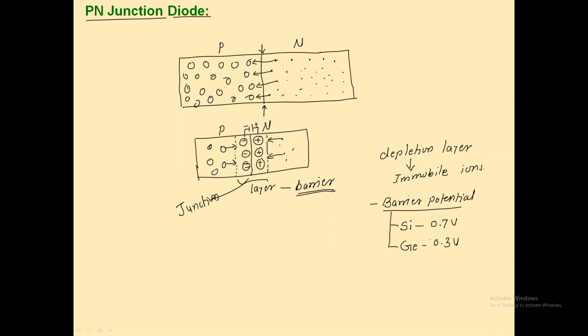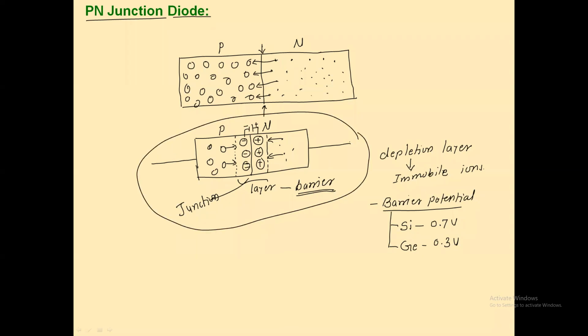That's why I say that the approximation is there. Once this layer is formed, the further movement of holes and electrons will be stopped. And now, at the end, when we join the two electrodes, one electrode to the p region and another electrode to the n region, this entire structure is called a p-n junction diode, so the diode is a two-terminal component.